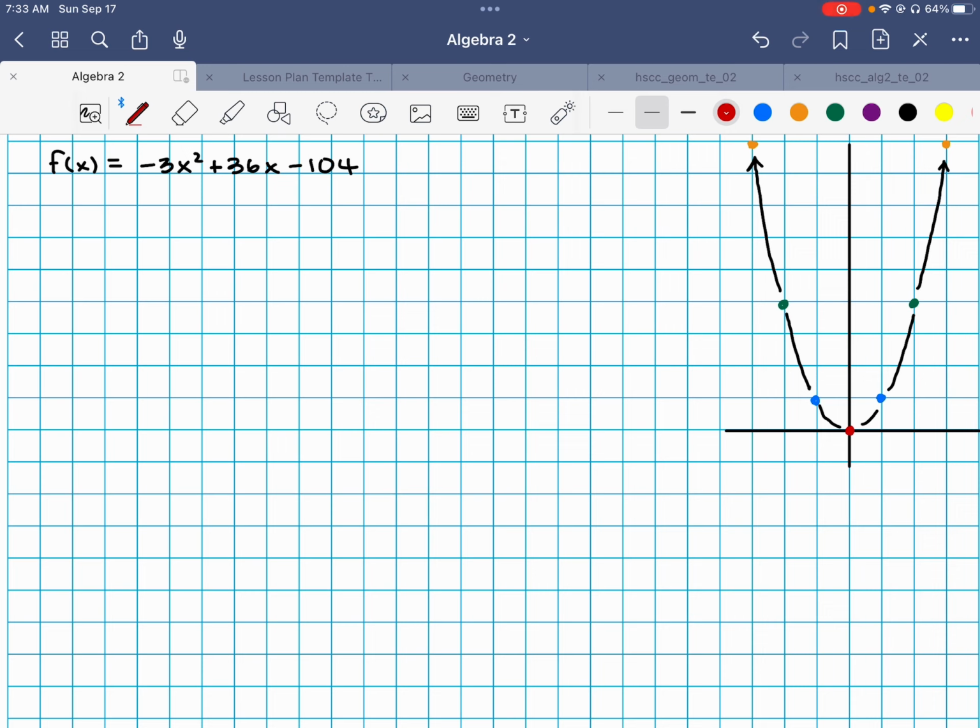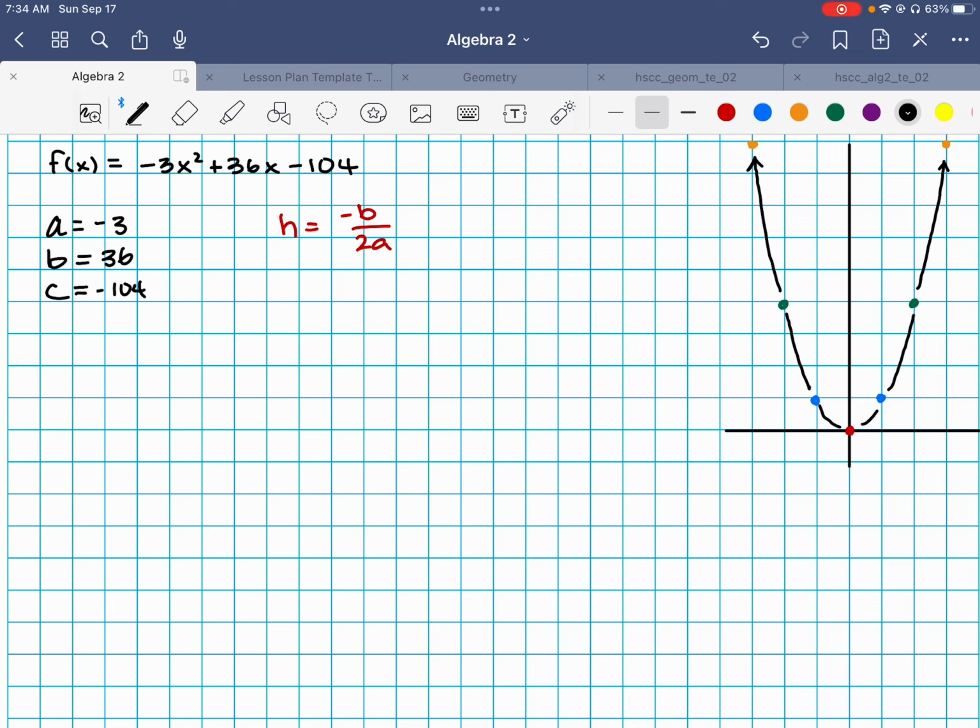So if you remember, the first half of the vertex can always be found with negative b, or the opposite of b, divided by 2a. So we'll identify the a, the b, and the c. The a for this problem is the negative 3, the b is the 36, and the c is the negative 104. All right, so we'll write that down. A is equal to negative 3, b is equal to 36, and c is negative 104.